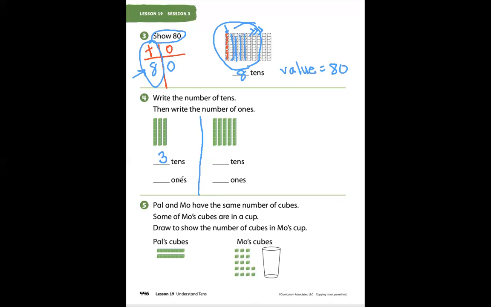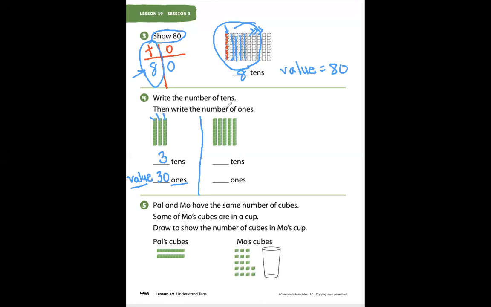Here it says how many ones. Okay, so we don't see any ones here, but I want you to give the value. So that's what they are asking of us here, is to write the value of those 3 tens. So let's count by tens. 10, 20, 30. So what is the value of those 3 tens? The value is 30.